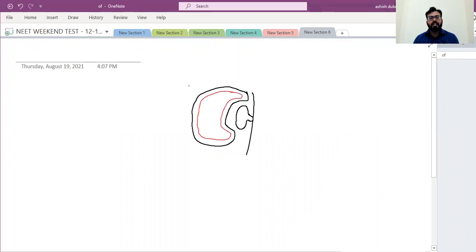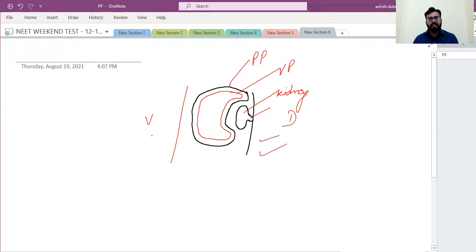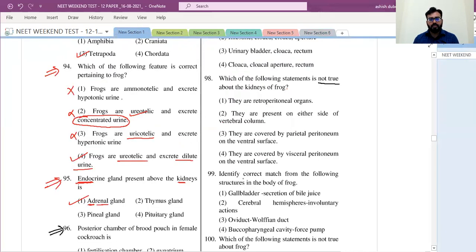This is the ventral side of the animal. This is the dorsal side. This is the attachment ligament and this is the kidney. This is the parietal peritoneum and this is the visceral peritoneum. So we can say that they are behind the peritoneum. They are retroperitoneal. And the parietal peritoneum covers them from the ventral side. Yes, but the visceral peritoneum is not covering them. So the answer should be the fourth.